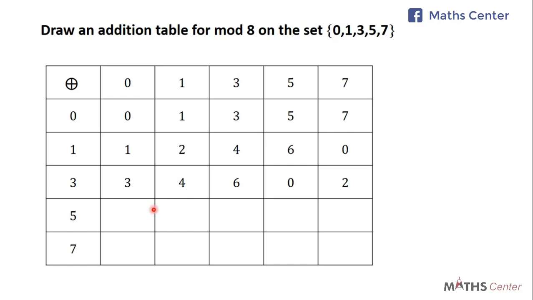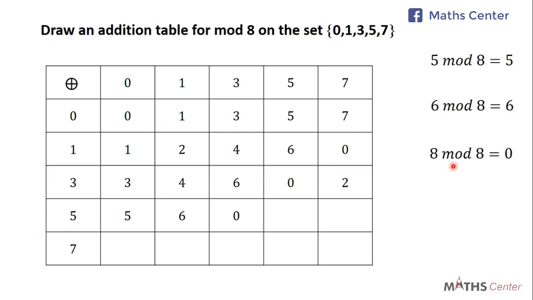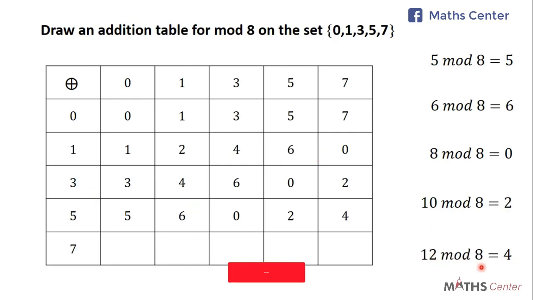Let's move on to the next row. 5 plus 0 is 5. 5 mode 8 is 5. 5 plus 1 is 6. 6 mode 8 is 6. 5 plus 3 is 8. 8 mode 8 is 0. 5 plus 5 is 10. 10 mode 8 is 2. 5 plus 7 is 12. 12 mode 8 is 4.